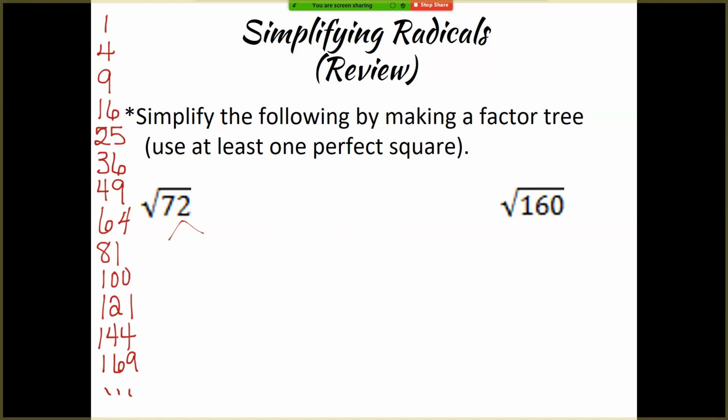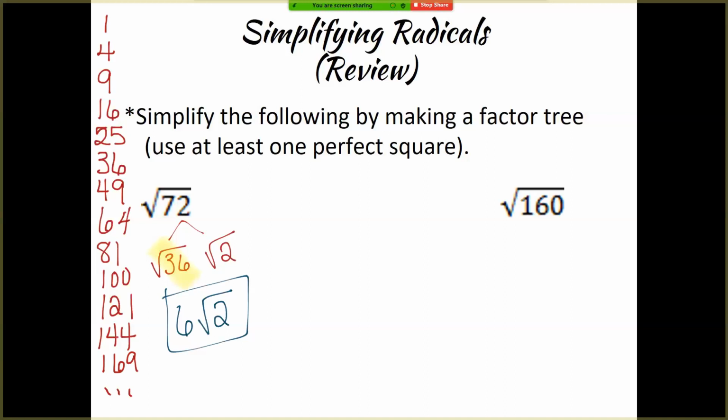When I look at 72, I know that 72 is equal to 36 times 2. So the square root of 36 times the square root of 2 is equal to the square root of 72, because 36 times 2 is 72. Then I know that if I take the square root of 36, since it's on my list up here, I will get 6. So this becomes 6 times the square root of 2, which would be my simplified answer.